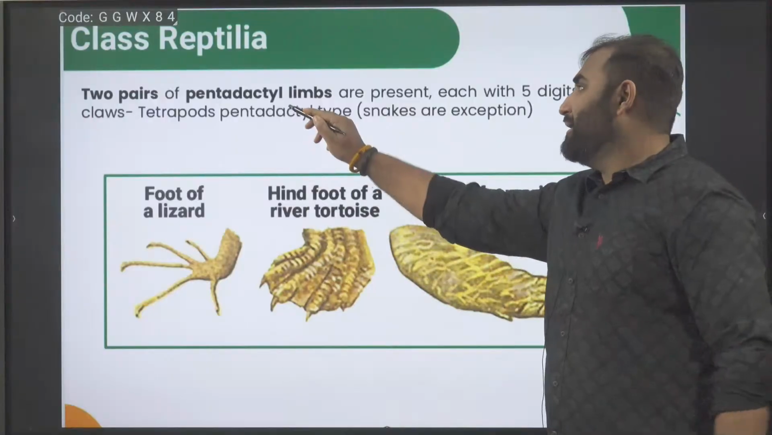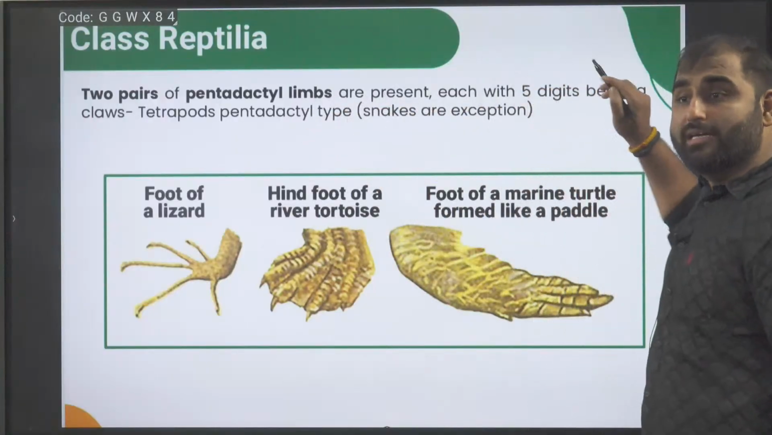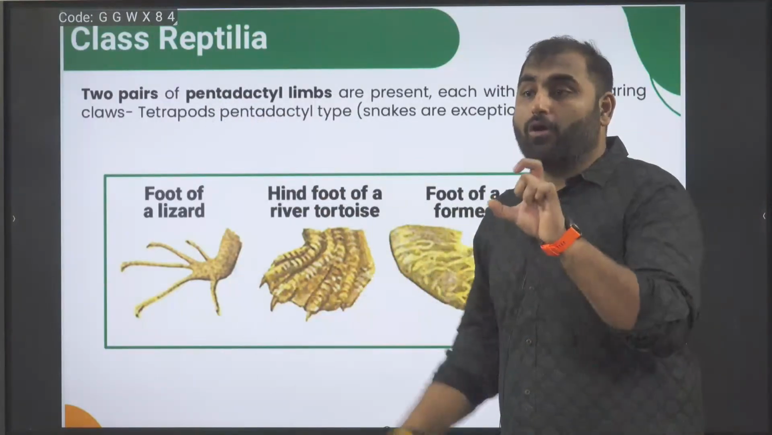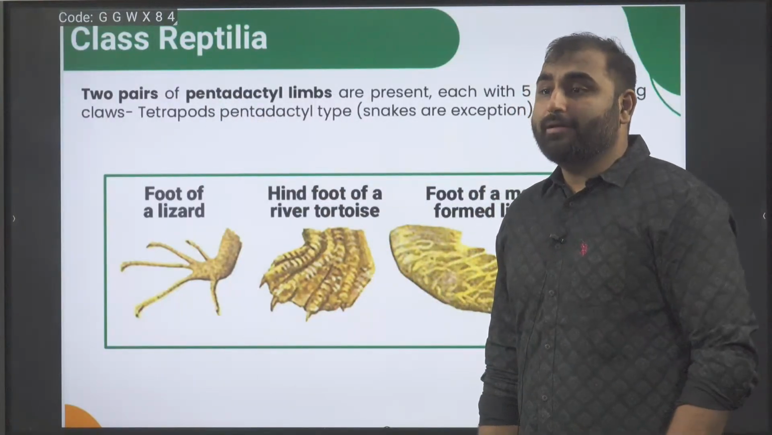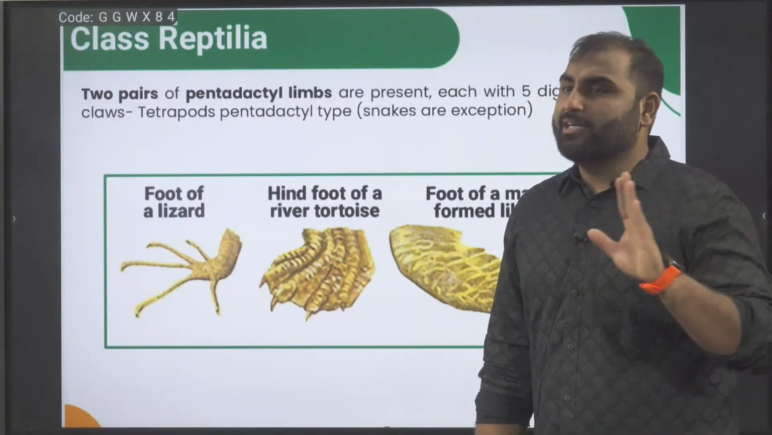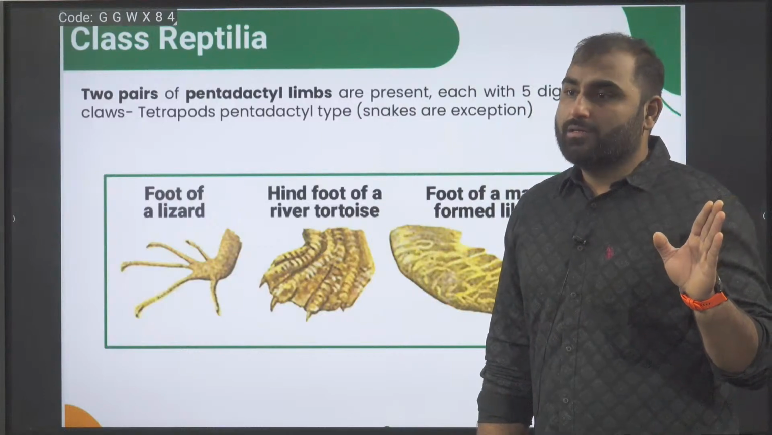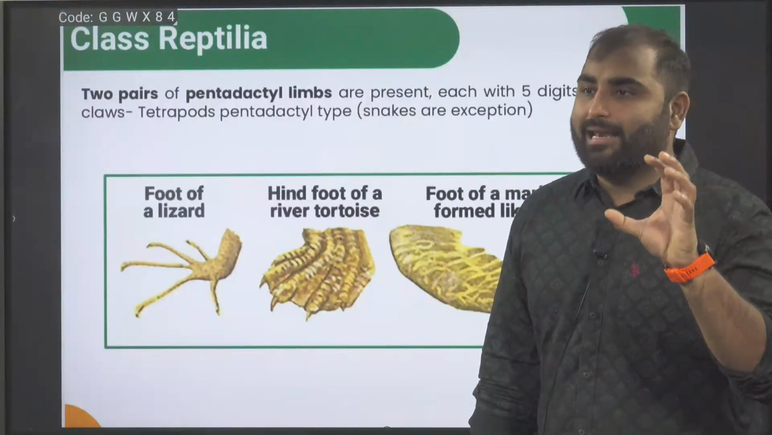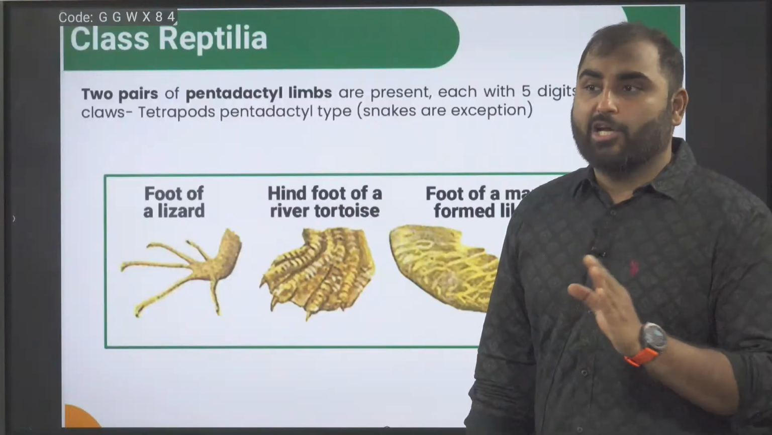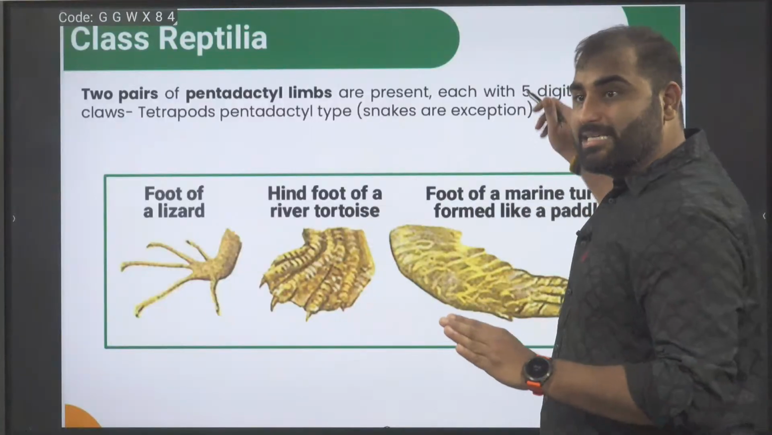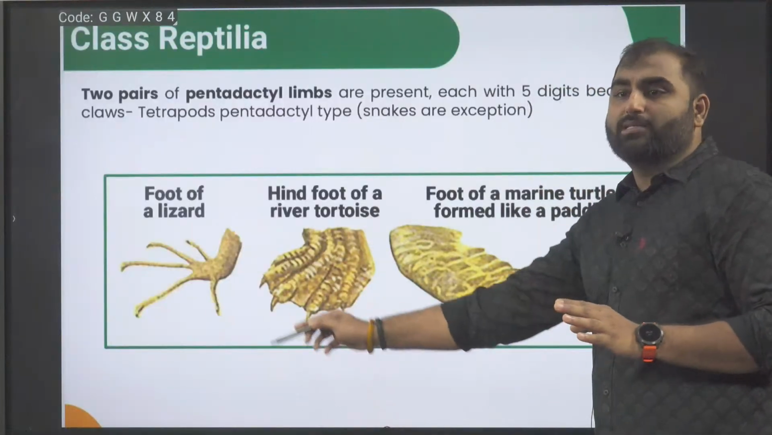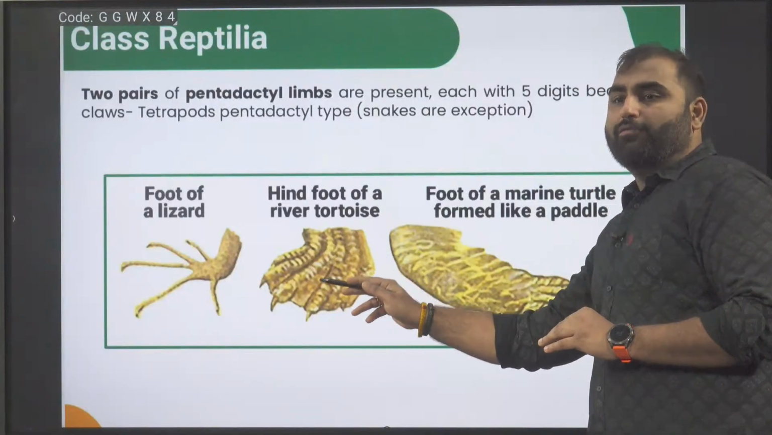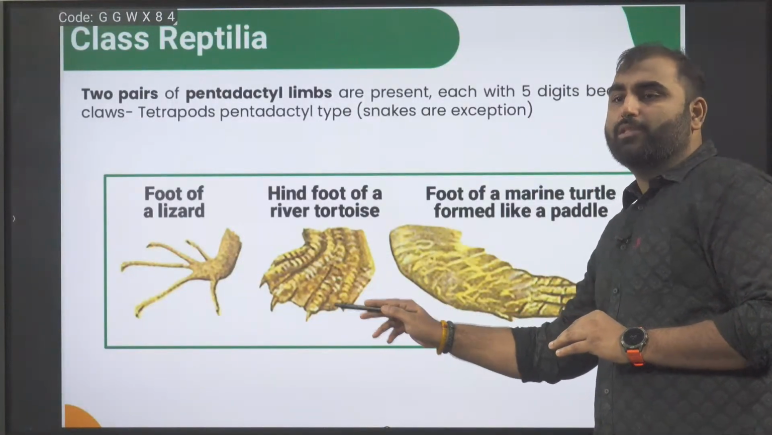So pentadactyl limbs, and not only digits, the digits have claws, nail-like structures, right? But amphibians do not have any claw-like structure. Do amphibians have claws? They do not have any nail-like structure. They do not have any claws. These reptiles have claws. As you can see, the foot of a lizard, you can count. And the hind foot of the tortoise, you can again count the number of digits with the claws.